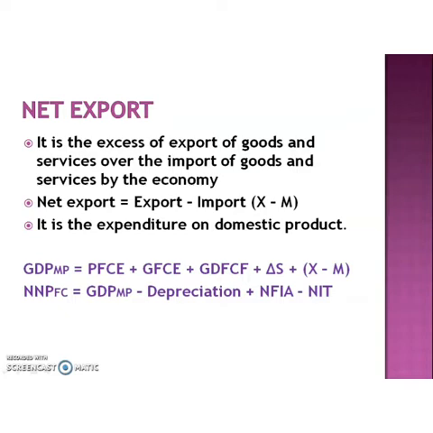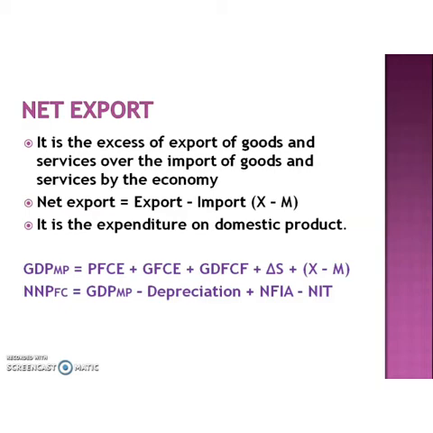That is, GDP MP in expenditure method can be calculated by adding up all the expenditure incurred: private final consumption expenditure, government final consumption expenditure, gross domestic fixed capital formation, then change in stock. Here delta S is the change in stock. Delta is denoted for change. Plus export minus import, that is net export.